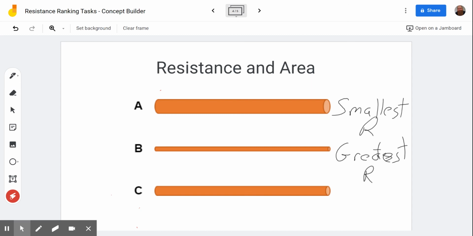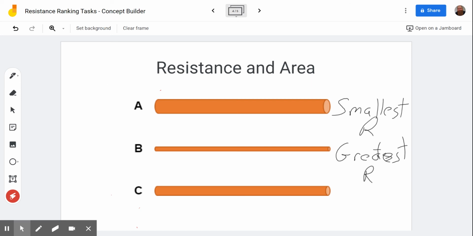Sometimes you'll see a long, thin wire, which because it's long, it would be greatest, and because it's thin, it would be greatest. So it's going to be greatest. And then you'll see a short, thick wire. Well, if it's short, it's got the smallest resistance. If it's thick, it's got the smallest resistance. And so you mark that the smallest.